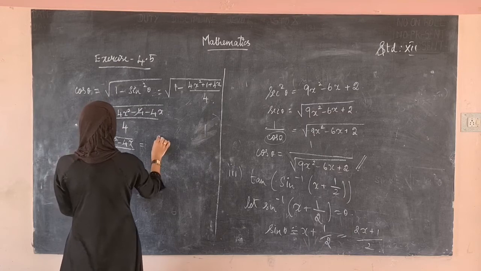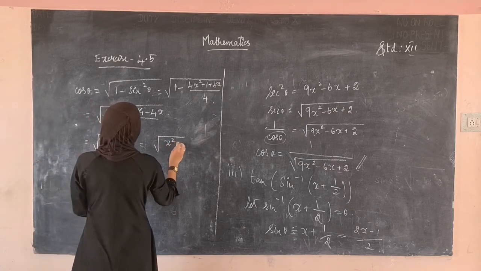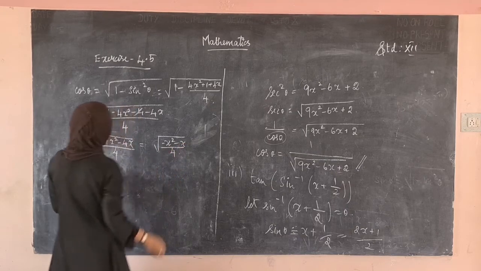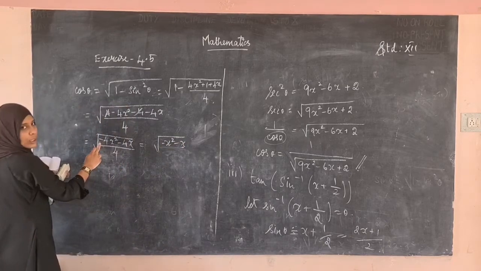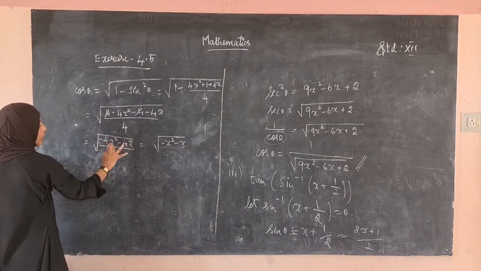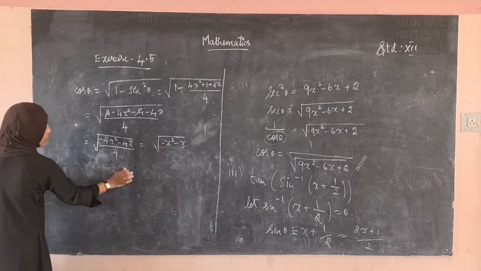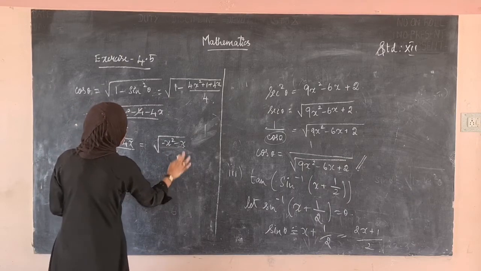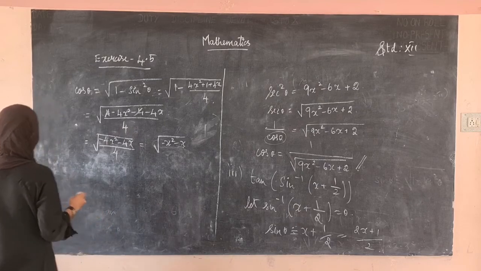So what will be the answer? The answer will be square root of x square minus x divided by 4. So divide this won't come, because when taking 4 outside on both the sides, both these values and the 4 gets neglected. We neglect the 4 from numerator and denominator. The remaining will be minus x square divided by minus x.